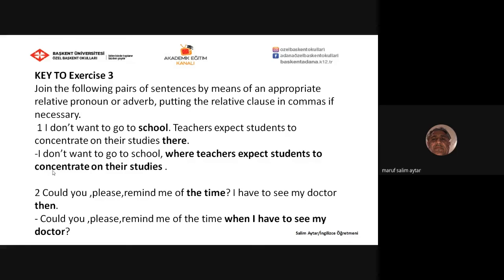Key. Let's have a look at the key, people. I don't want to go to school. I don't want to go to school, where teachers expect students to concentrate on their studies. Well, we have to put a comma here because here we are talking about the general concept of school where lessons are held. Could you please remind me of the time, which time when I have to see my doctor?